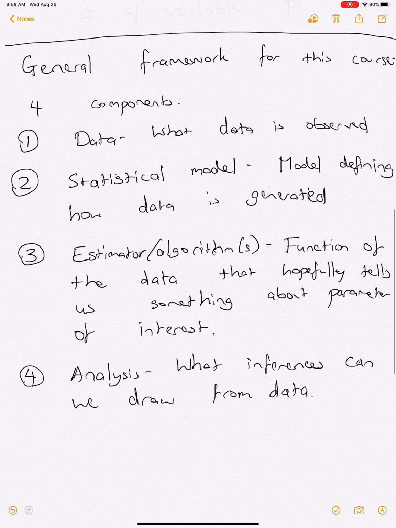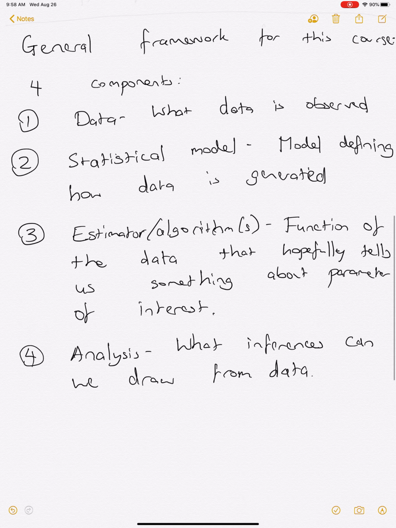Now I'm going to introduce this general framework for this course, which I'll keep referring to. You can think about this general statistical or data science framework as the context we'll be trying to put most of our discussions into, just because I think it helps us ground things a little bit. The general framework is going to have four components. As I said, we're going to first illustrate this with an example, and then I'm going to keep coming back to this framework. The first thing is the data, and so what data is observed.